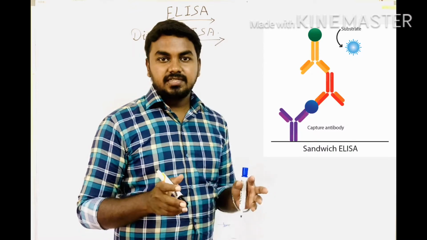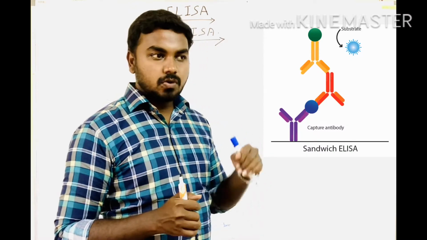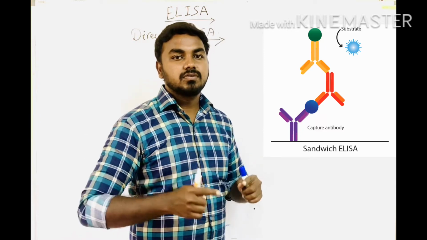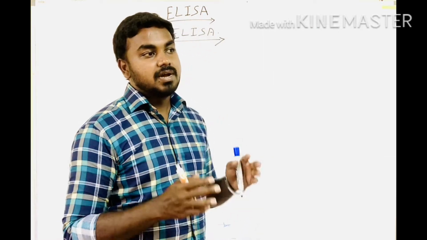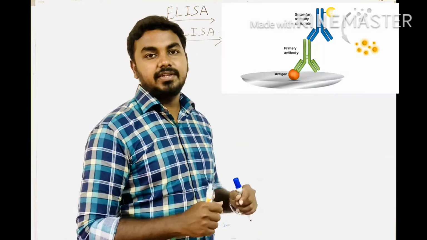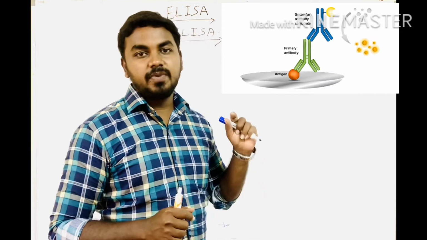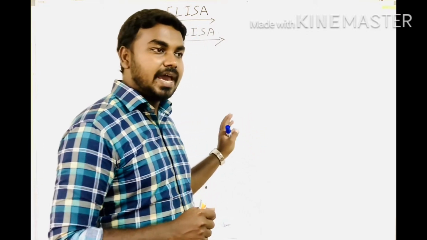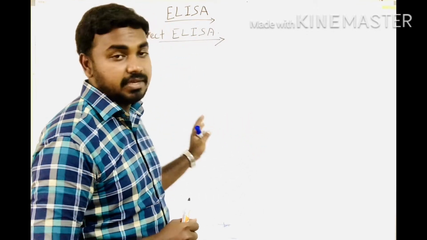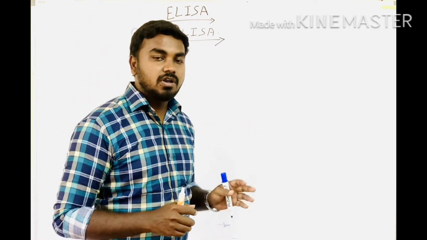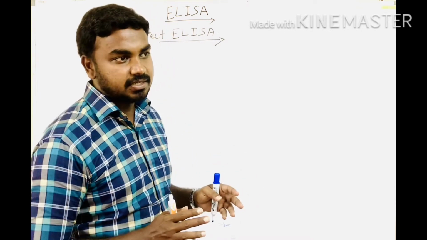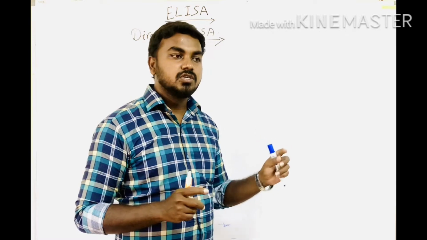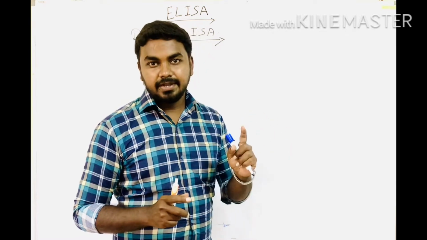In sandwich ELISA, the antibodies are coated in the microtiter plate by using the coating buffer. But in indirect ELISA, the antigens will be coated in the microtiter plate. Here also the antigen will be coated, but here we are going to use only one conjugated antibody, which is much more specific to a particular antigen.